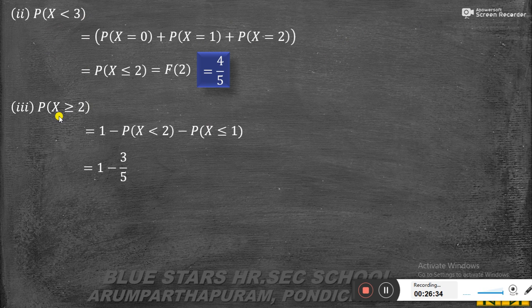Next we will calculate the probability of x greater than or equal to 2. This means x takes the value 2 and above, so we take probability of x equal to 2, probability of x equal to 3, and probability of x equal to 4. Probability of x equal to 2 is 1 by 5, plus probability of x equal to 3, which is 1 by 10, plus probability of x equal to 4, which is 1 by 10. We take the LCM 10 in the denominator, so the numerator is 2 plus 1 plus 1, that is 4 by 10, which is 2 by 5. That is our answer.